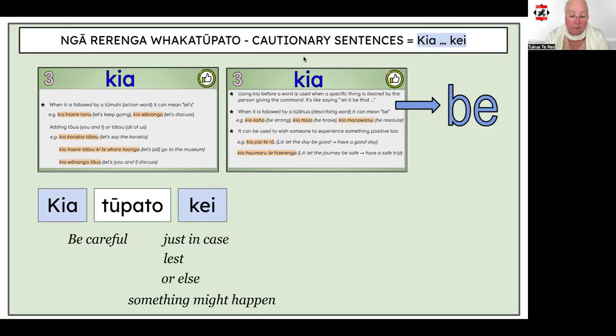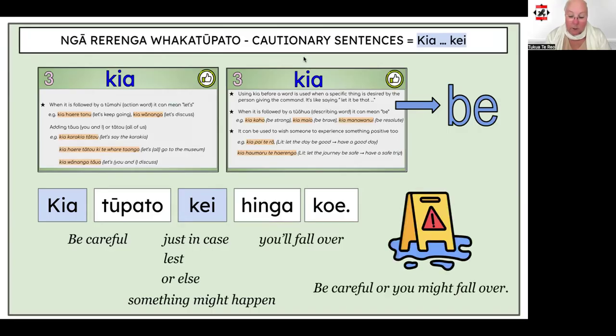Be careful or you might fall over. And the word for fall is hingā. We'll add the word that refers to the person we're talking to, which is, let's go with you. Kia tūpato, kei hingā koe. Be careful or you might fall over.